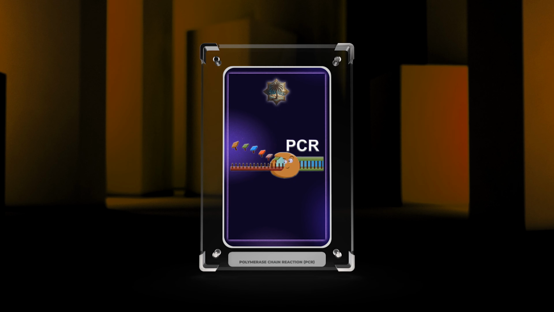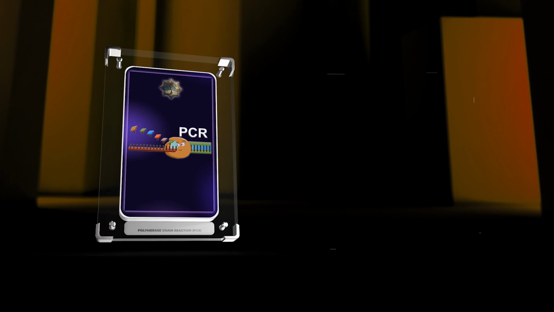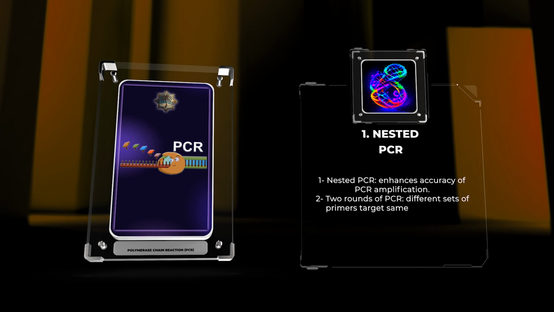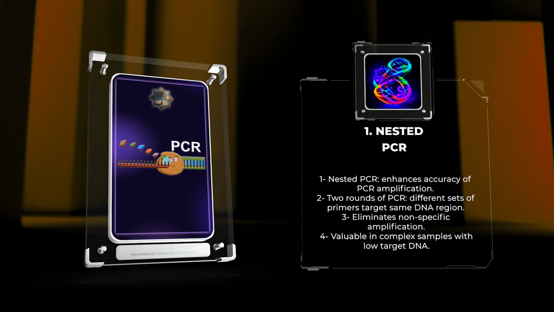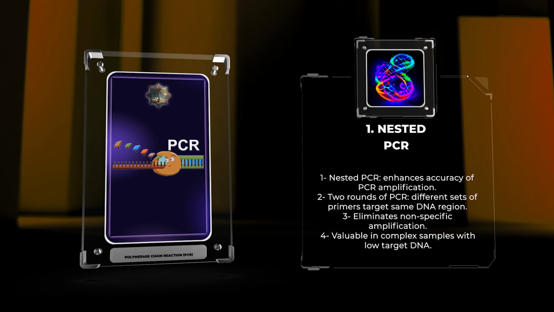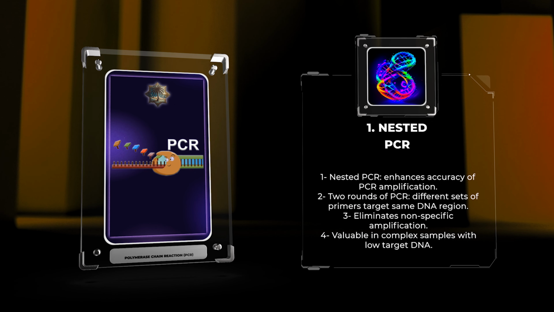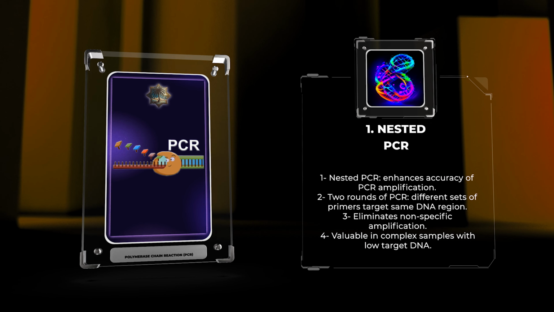Let's get started with our first variant, nested PCR. Nested PCR is a technique that enhances the accuracy of PCR amplification. It involves 2 rounds of PCR using different sets of primers that target the same DNA region. This approach eliminates nonspecific amplification, making it valuable in complex samples with low target DNA.